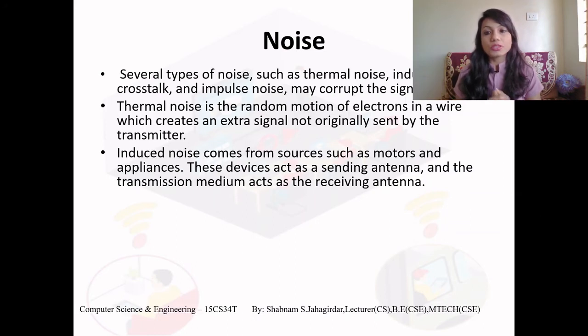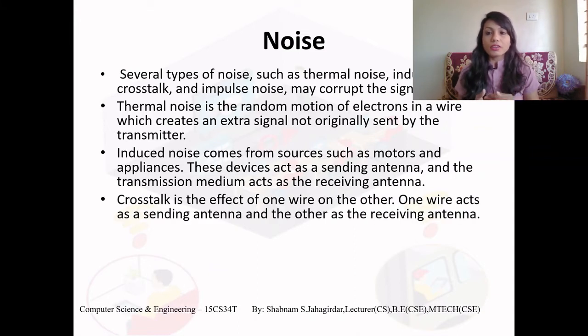Next is induced noise. This comes from sources such as motors and appliances. These devices act as a sending antenna and the transmission medium acts as a receiving antenna. Third type of noise is crosstalk. You have come across cross connection and all, right? It is the effect of one wire on the other.